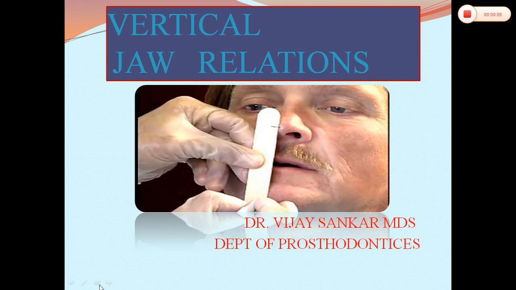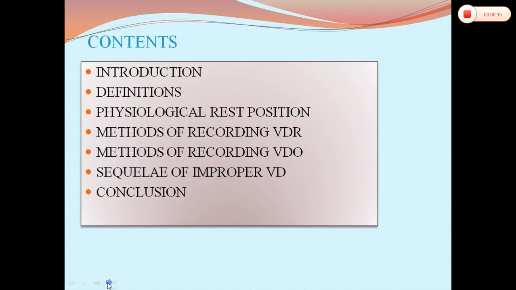Vijayashankar. Today we are going to take a detailed class about vertical jaw relation. The main contents are introduction, definition, physiological rest position, methods of recording VDR, that is nothing but vertical dimension at rest, methods of recording vertical dimension at occlusion, sequelae of improper vertical dimension, conclusion.